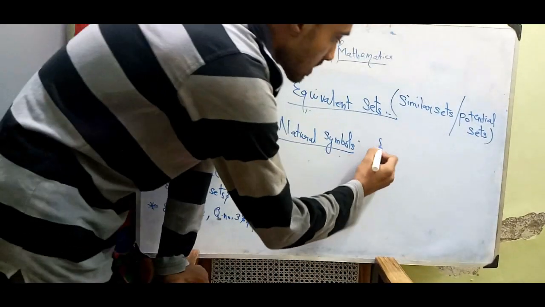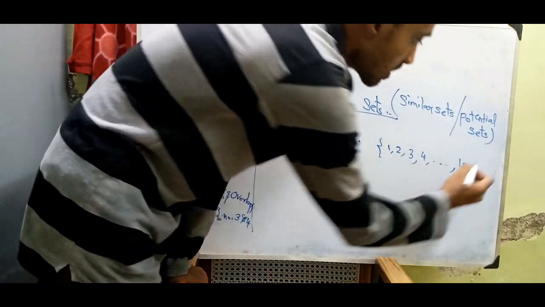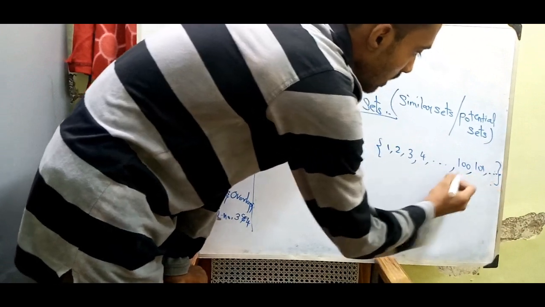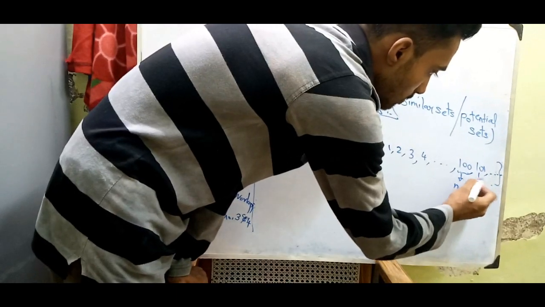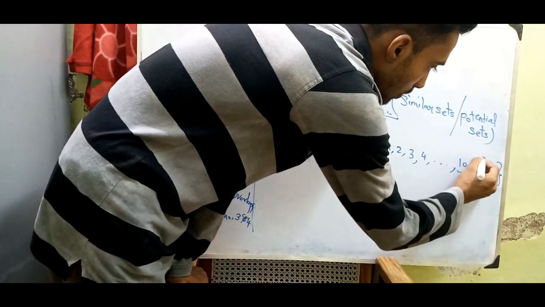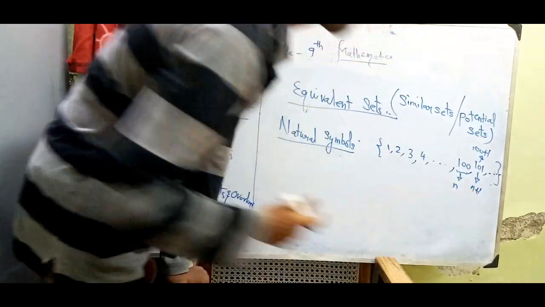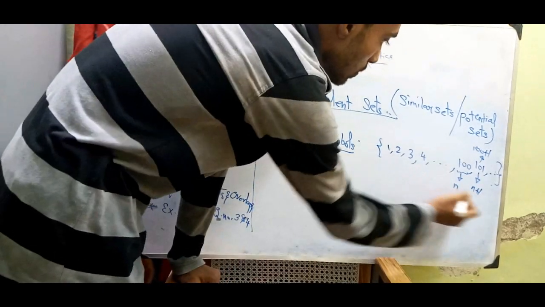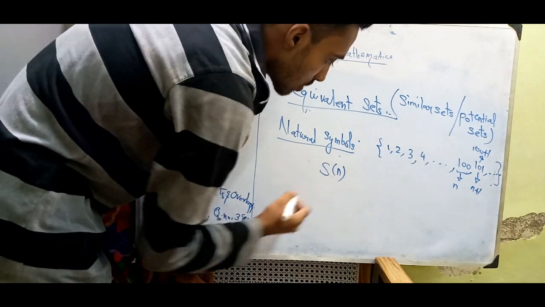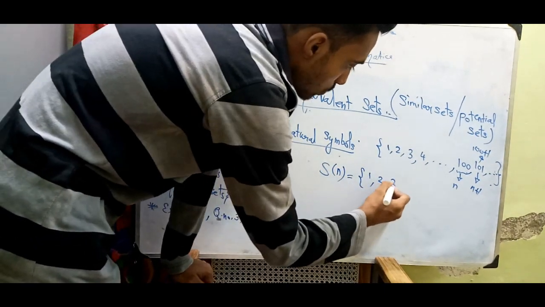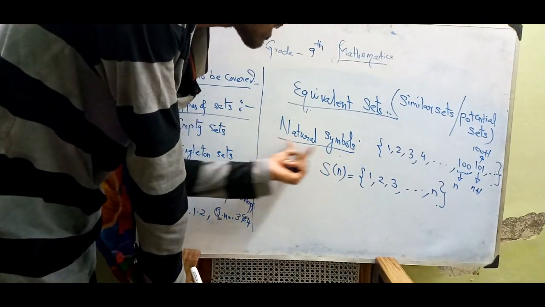And in general, we say 1, 2, 3, 4, and so on. When it comes to 100, then 101, and so on. I used to denote this symbol as n. What about 101? 101 can be written as 100 plus again 1. So that is why I used to denote n plus 1 here. So in this way it goes. So for example, if I have S of n, it means that 1, 2, 3 and so on up to n. So this is called as natural symbol.